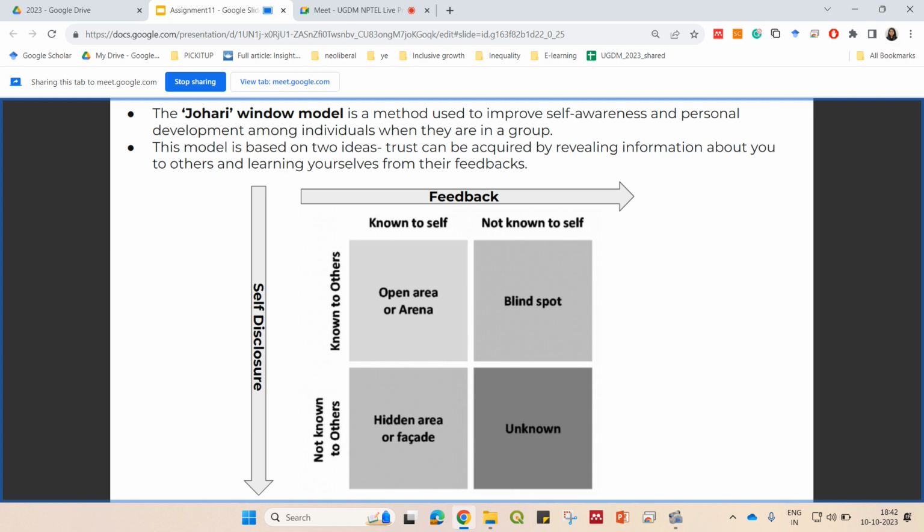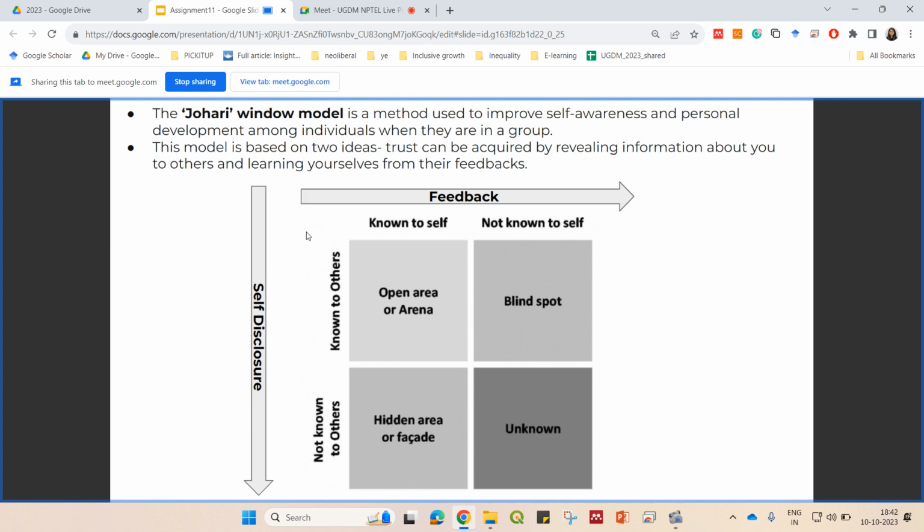It is a technique which helps you identify how self-aware you are, or how you can develop trustworthiness between you and the people with whom you are collaborating. So it has two axes. One axis tells you about the level of feedback, and the other axis tells you about the level of self-disclosure.